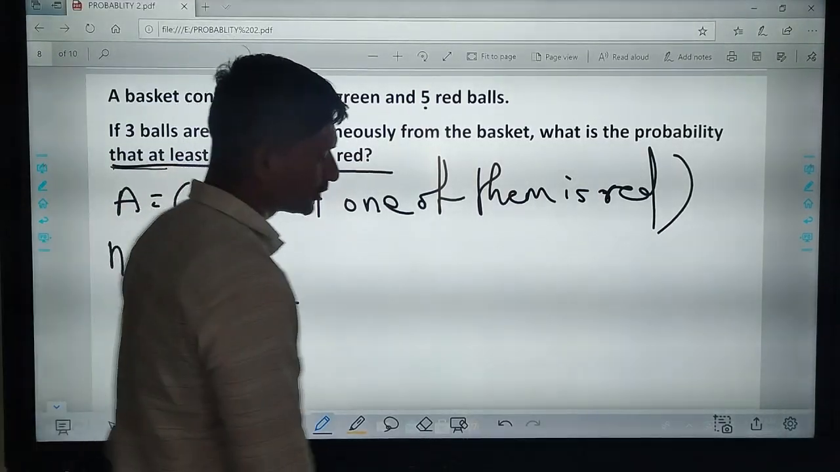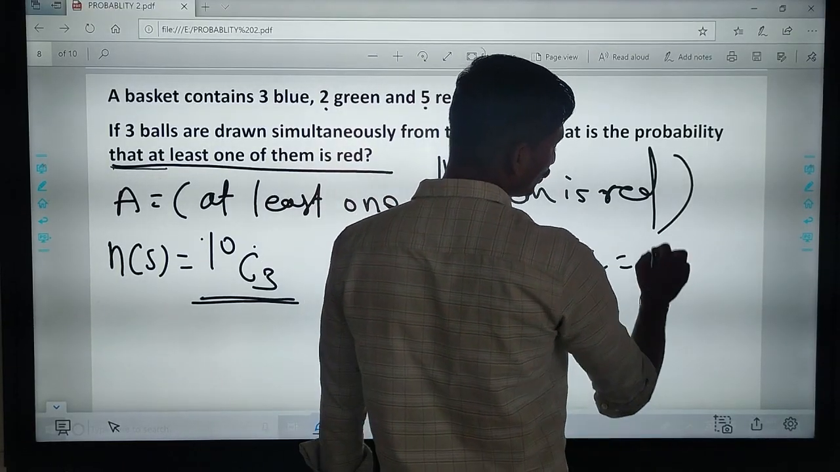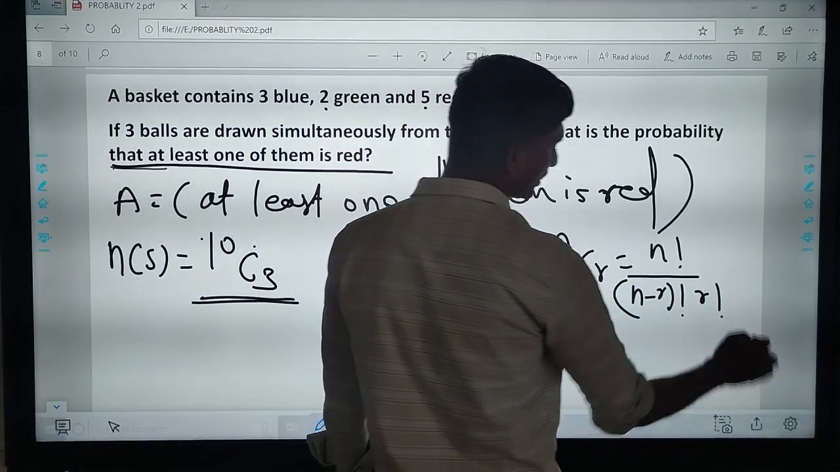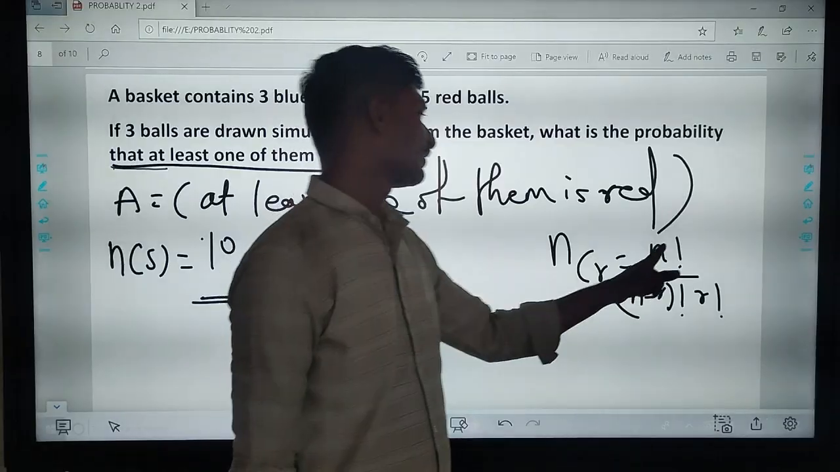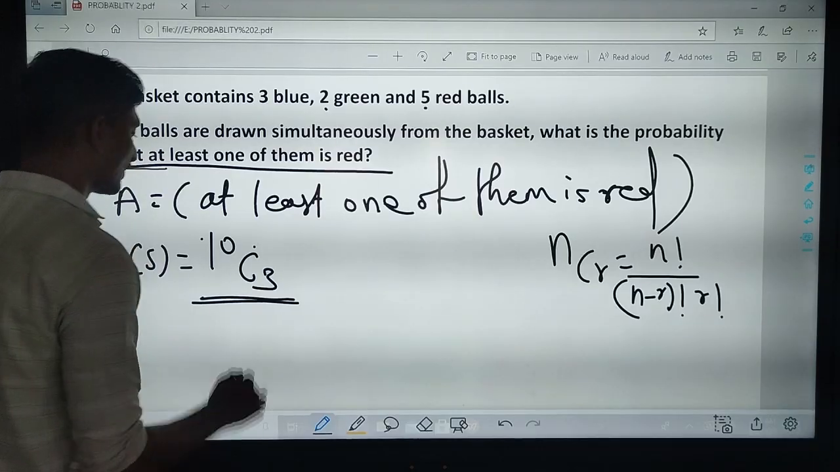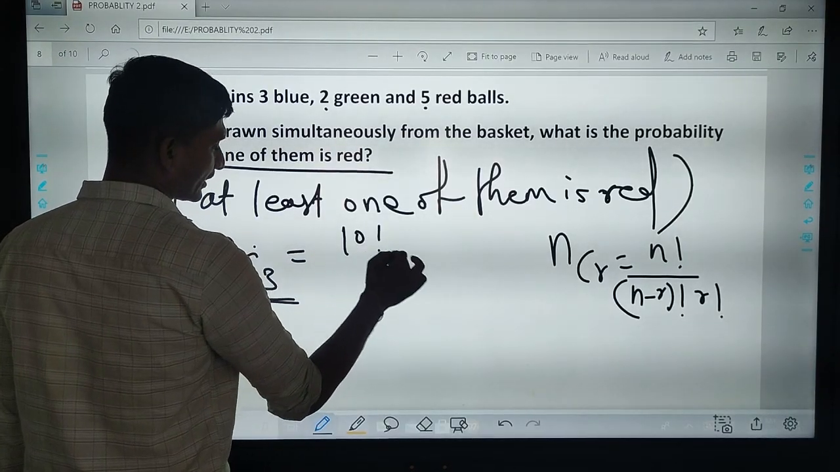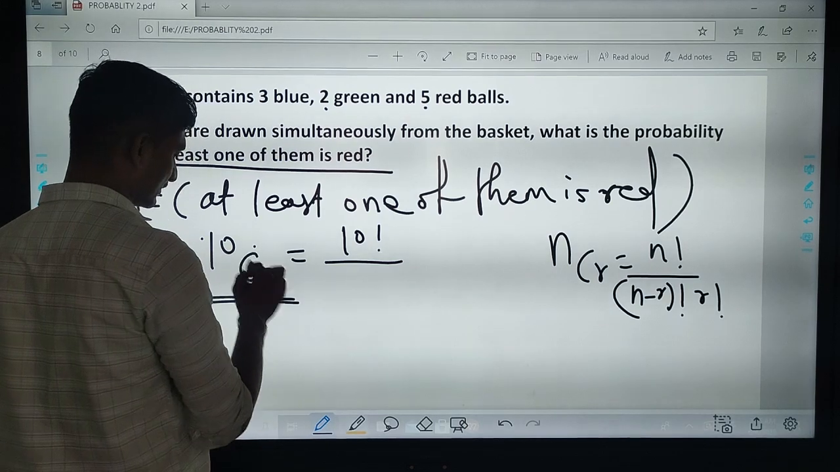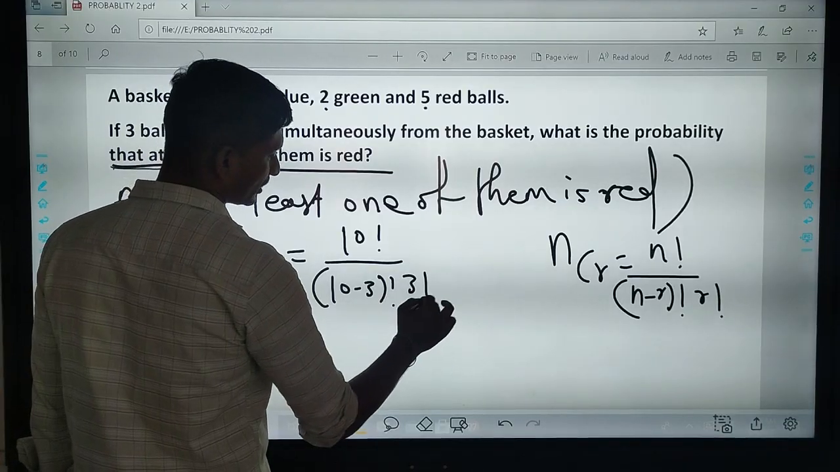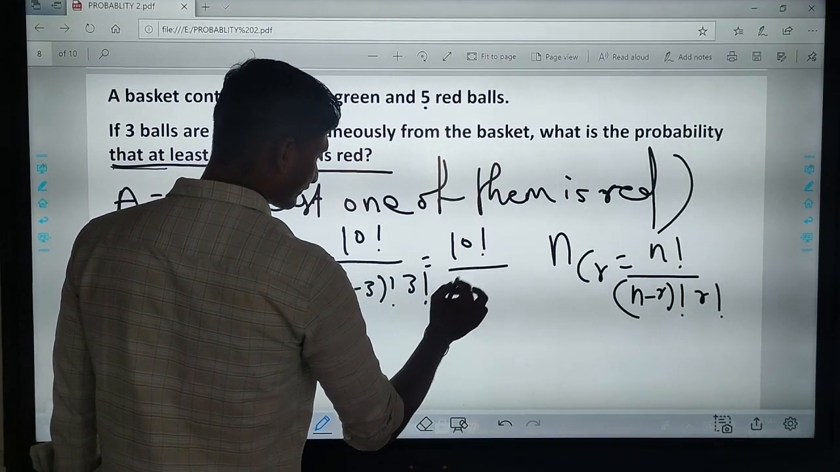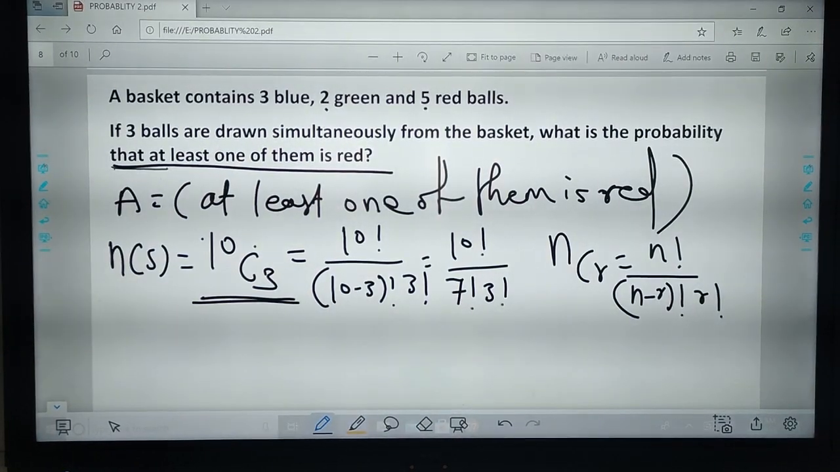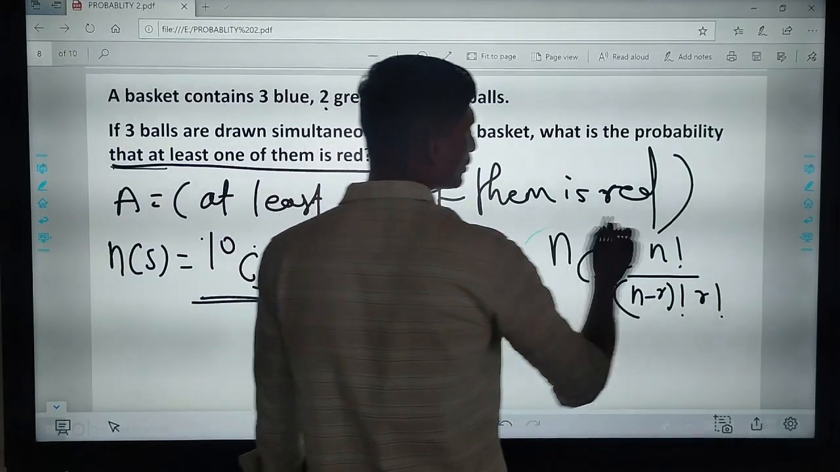Now we use the formula of nCr, which is n factorial divided by n minus r factorial into r factorial. Now here we find n of S. Here 10 factorial divided by the subtraction of these two, 10 minus 3 factorial into 3 factorial. Now here 10 factorial divided by 7 factorial into 3 factorial.